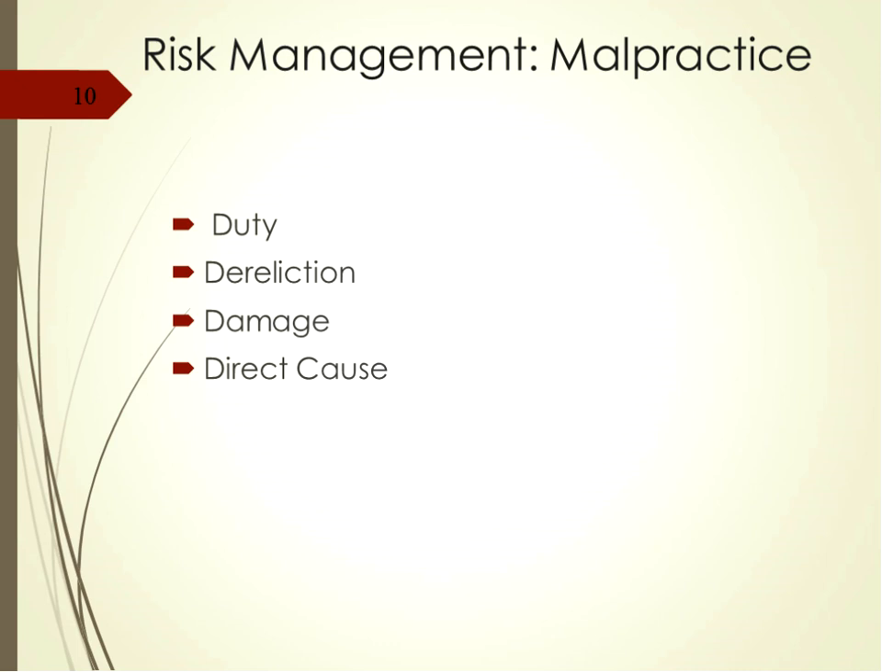Risk management as it relates to malpractice relates to duty, dereliction, damage, and direct cause. Duty: the nurse, we know, has the responsibility to the patient. Dereliction means the nurse did not carry out the duty. Damage means the patient was injured. Direct cause means injury secondary to the nurse's failure to carry out the duties.